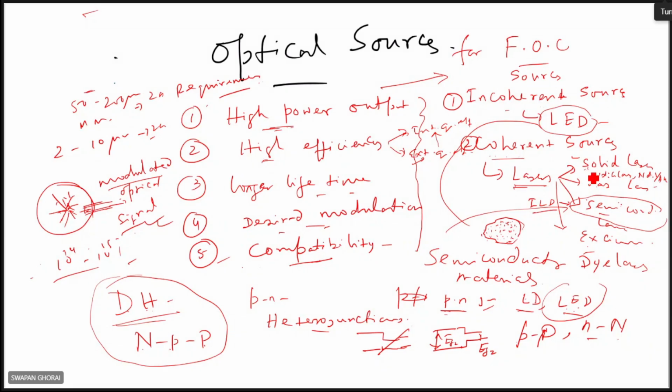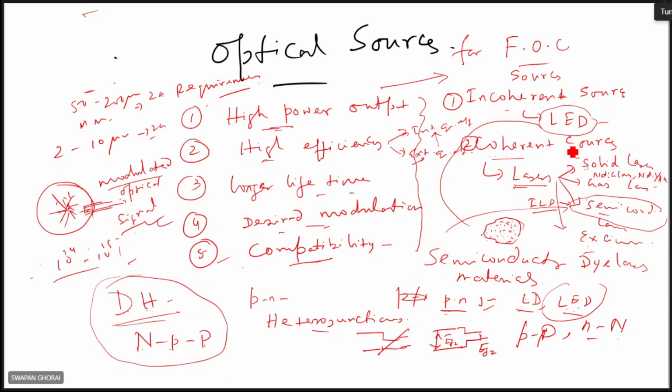Also, these solid lasers are very highly coherent. Semiconductor lasers are coherent, but not highly coherent. They are multimode lasers. We'll see the different modes in lasers. And semiconductor materials can be of different types.